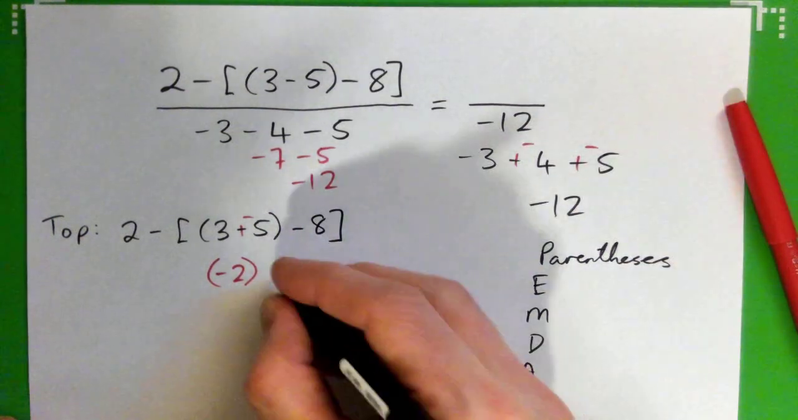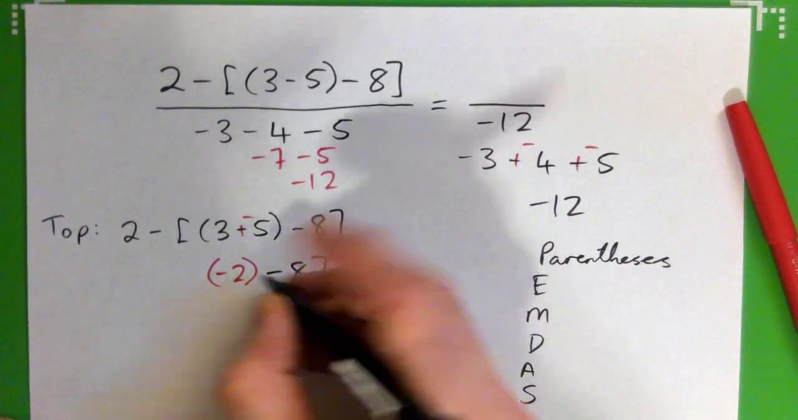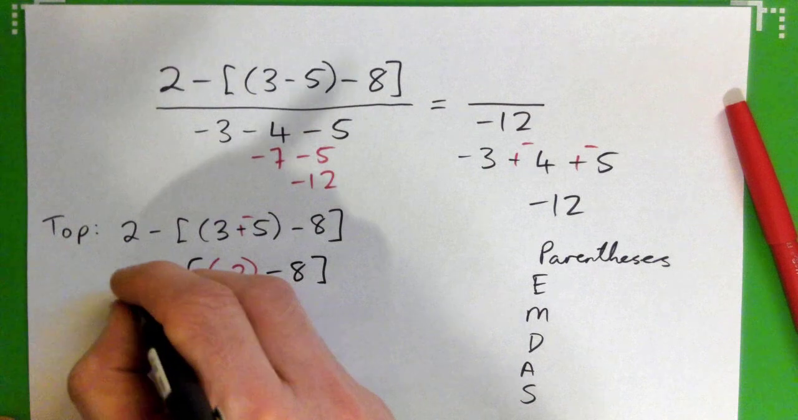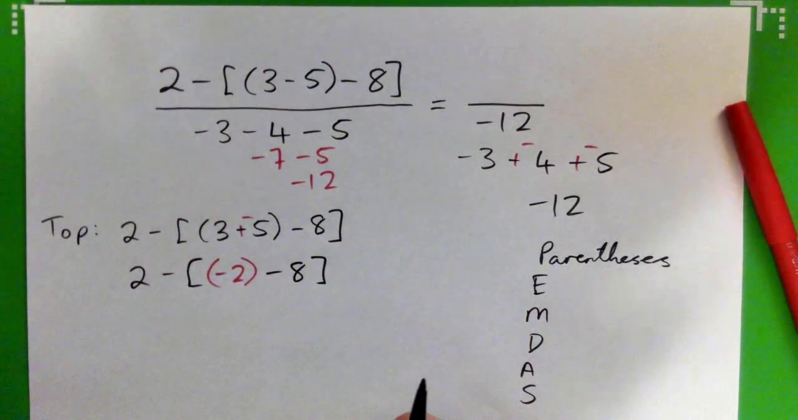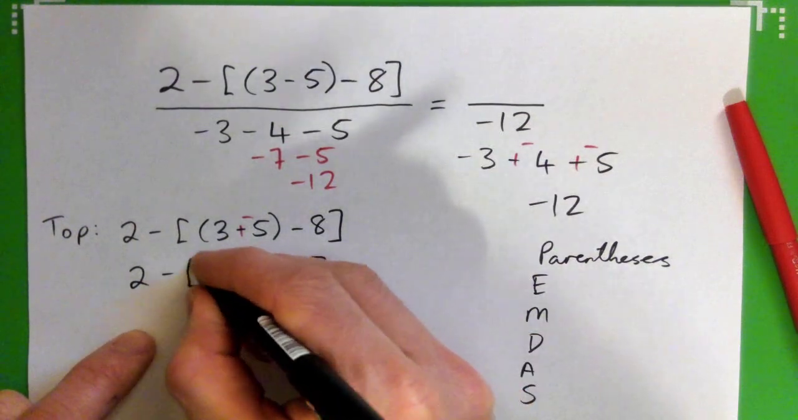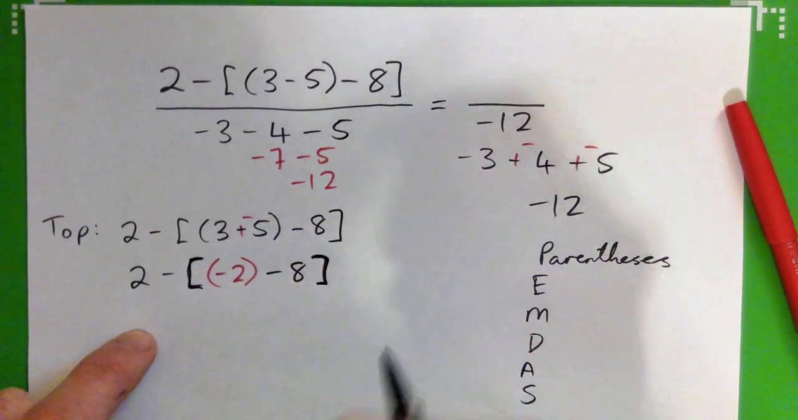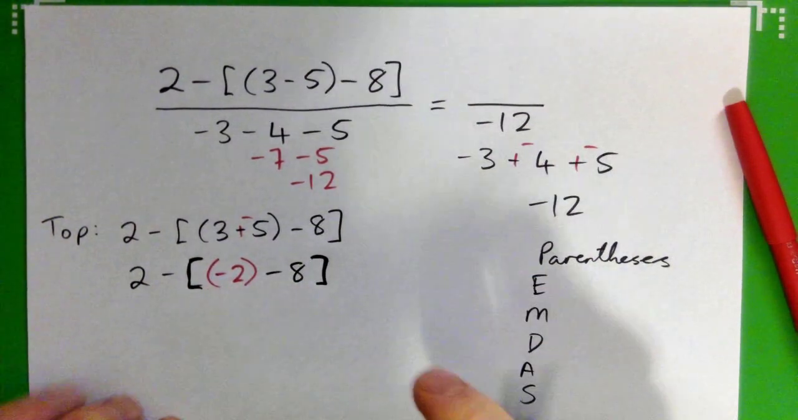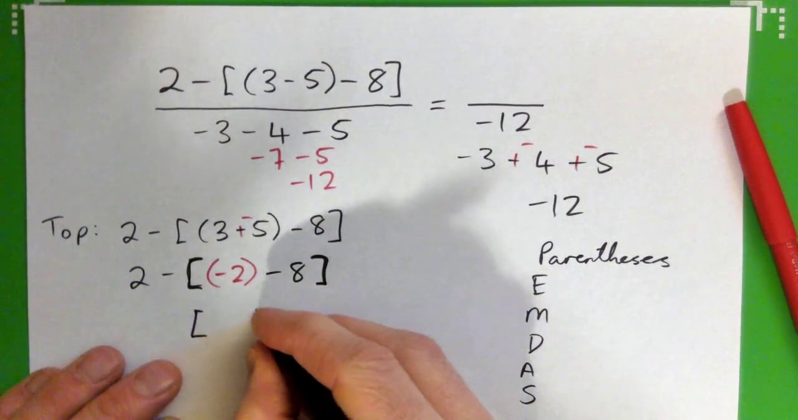And so then just write out the whole thing again. Take your time. Be patient. Don't try to do it all in one step. Just do one step at a time. And in the innermost square brackets, we have negative 2 minus 8. So just take one step and figure that out.